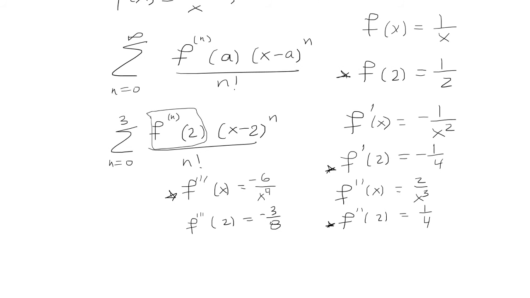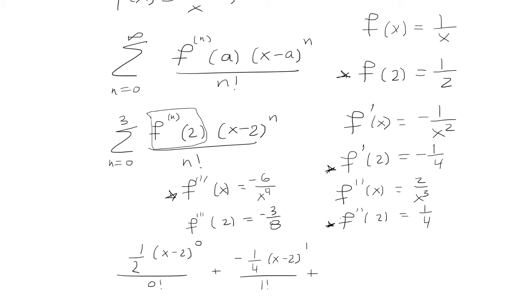So first, we start at n equals 0. So this is the original function, f of 2, which is 1/2. And then times x minus 2 to the 0th power over 0 factorial. Plus, now we're looking when n is 1. That's the first derivative at x equals 2. That's negative 1/4. X minus 2 to the first over 1 factorial.